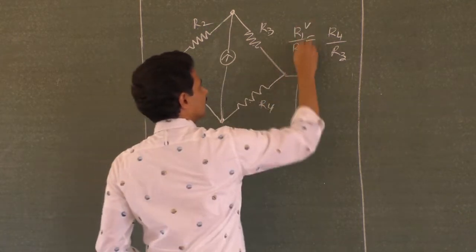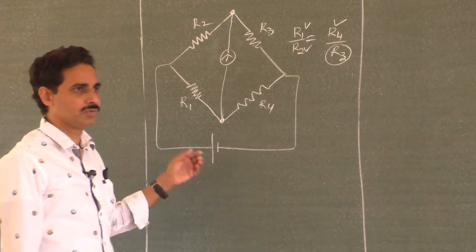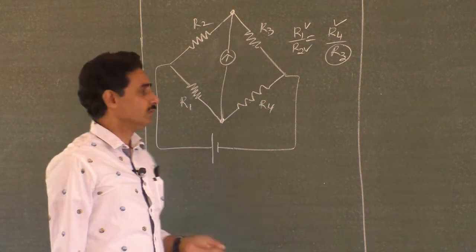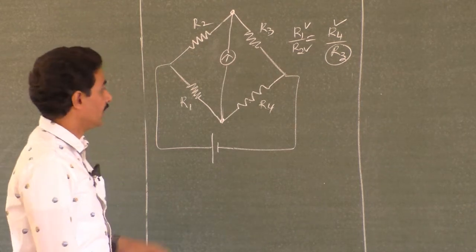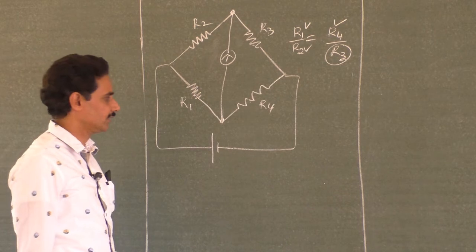If you know three of the resistances, and you don't know one, you can find it out. That's why it is used to find an unknown resistance or get the ratio of two unknown resistors. So it has many applications. If you have selected all these resistors yourself, and if this is the unknown resistor, you can calculate it.